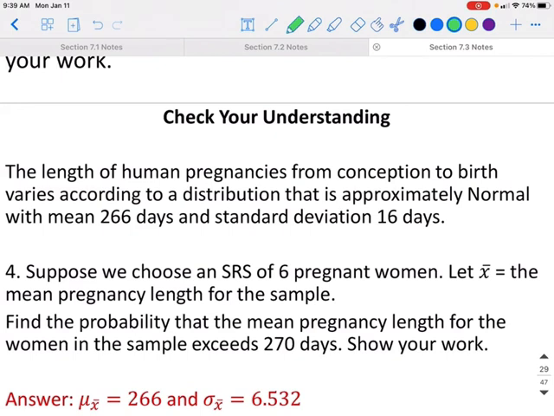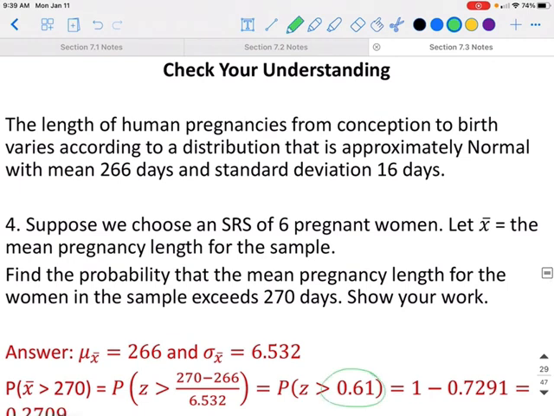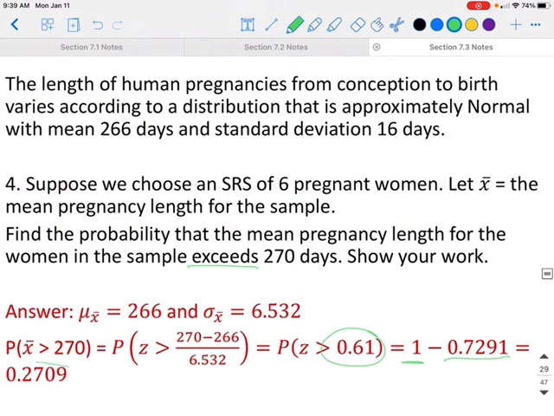Anytime you're finding probability, you're going to use the z. Remember, z is equal to x minus mu over sigma. And if we do our x minus mu over sigma, we will get a z-value of 0.61. Now again, exceed means greater than. So if you want to find the area greater than, you will have to do 1 minus the area on the table. If you look up a z-value of 0.61, it's going to give you an area of 0.7291. So 1 minus the area to the left will tell us the area to the right, or our probability that it exceeds. So there's about a 27% chance that of our sample of 5 women, the average of all 5 women will exceed 270 days for the length of their pregnancy.